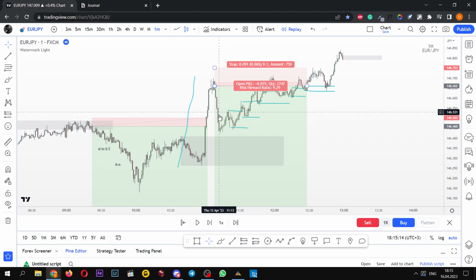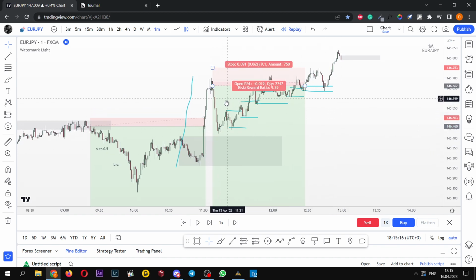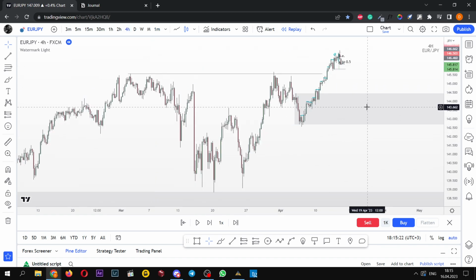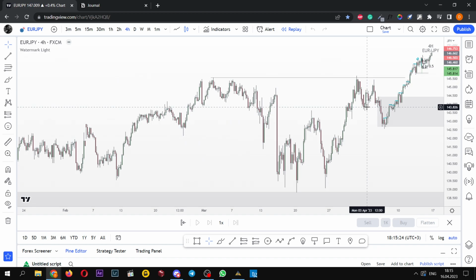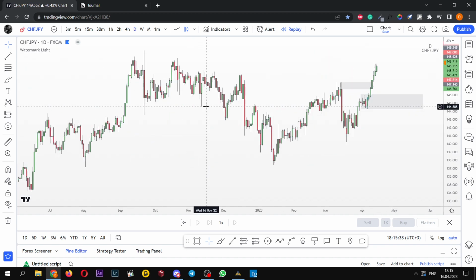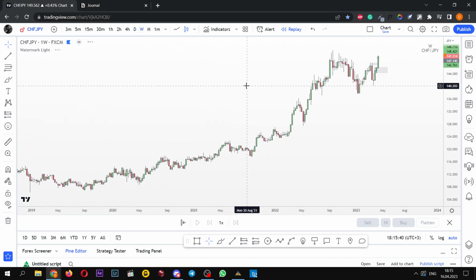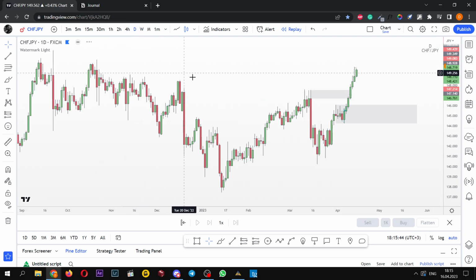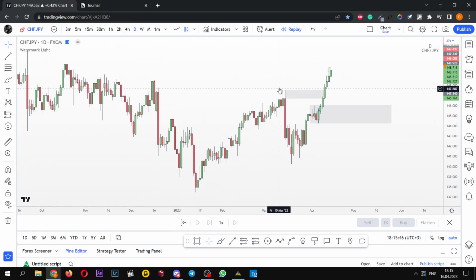I tried to short the market again here with the same target, went break even here and had one more break even. The market then just continued to go up and up and up. And the most dramatic actions were happening on CHF-JPY. So CHF-JPY, basically the same analysis, bullish market. However, it has a bit different daily structure.